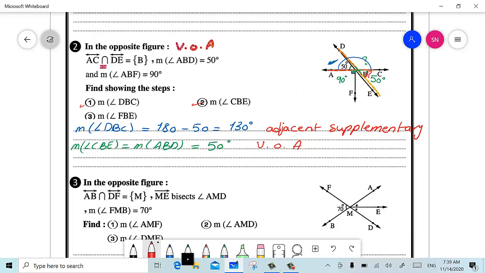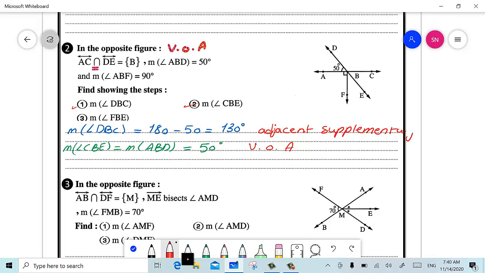Let's go now to the third requirement. He wants to find measure of angle FBE. So he's looking now for FBE, which is this small angle. How can I find this small angle?